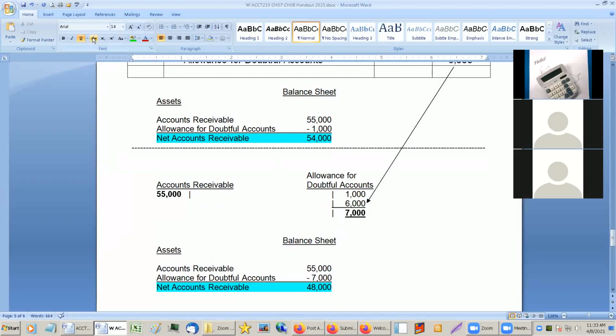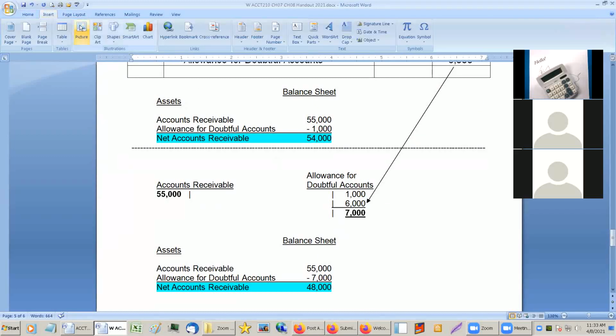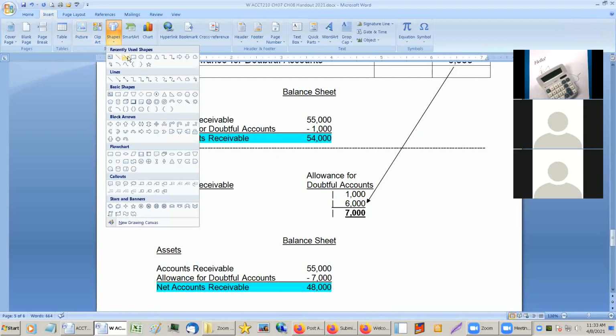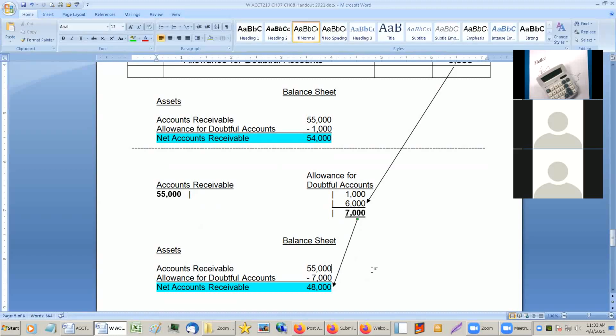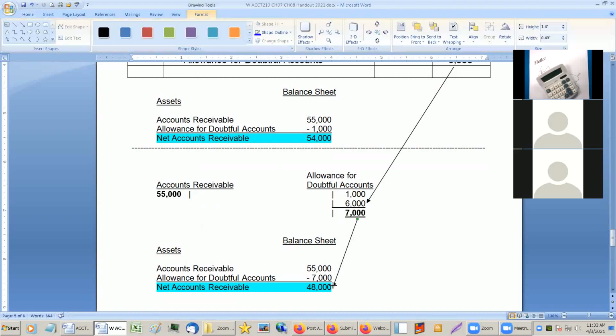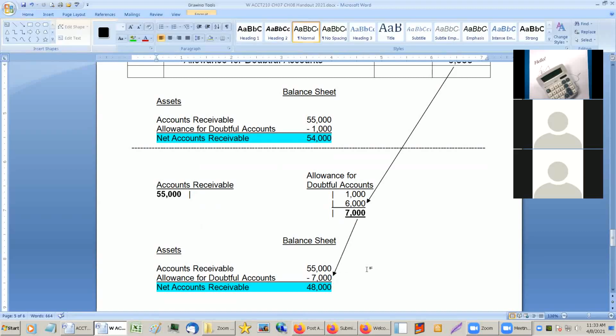Oh, I should make another arrow. I wish there's a way to just have these shapes up all the time. It probably is. Oops. Didn't use that shape correctly. Okay.